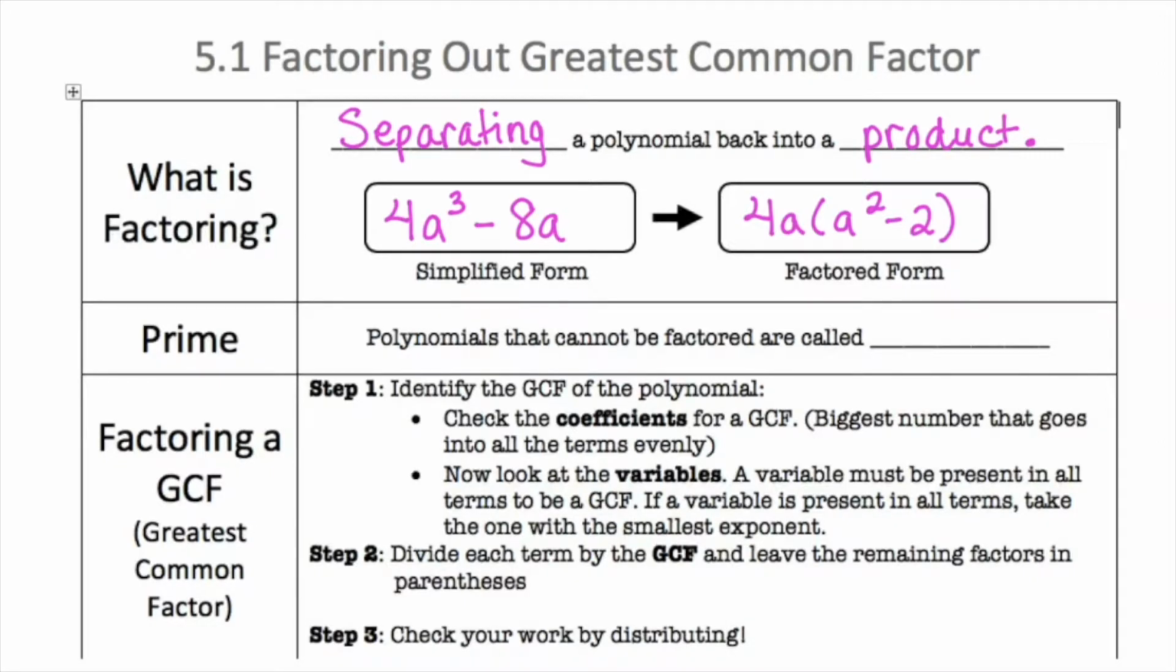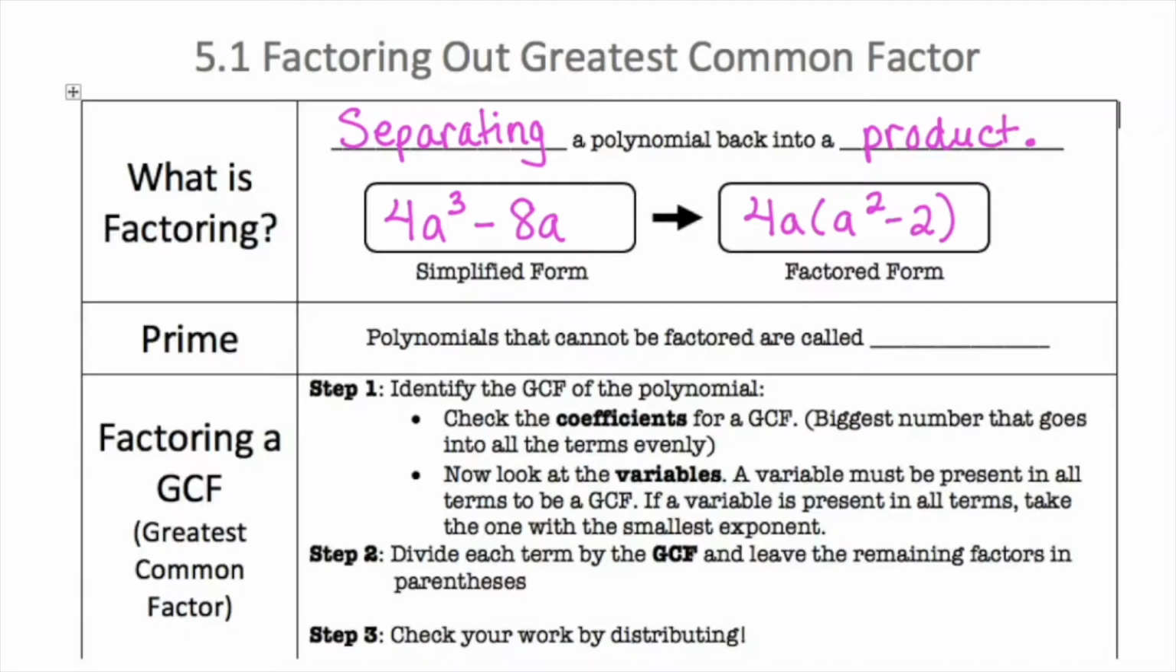So if we take 4a to the third minus 8a, they both have a 4 in common that you can divide out, and they both have 1a in common that you can divide out. And when you divide that out, what's left over inside the parentheses would be a squared minus 2. So essentially what you're doing is backwards distribution. So you're trying to get back to a distribution problem so that you can pull out all the GCFs and factor that polynomial.